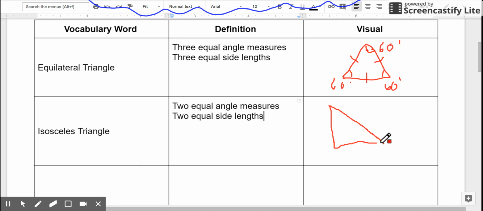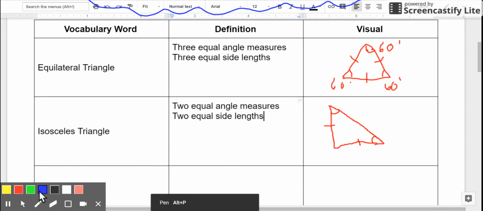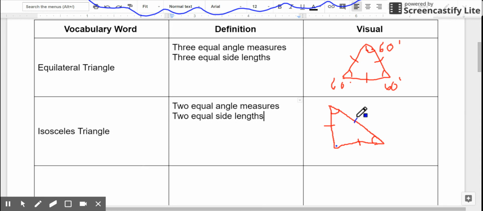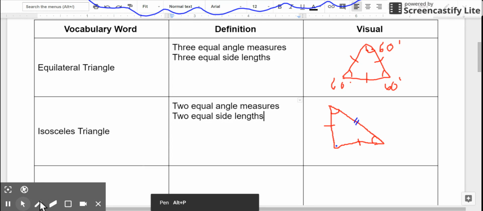So please pretend these side lengths are straight. So I would say that these 2 sides are the same and these 2 angles are the same. But I don't necessarily know that this third angle or this third side matches any of the other sides or angles.